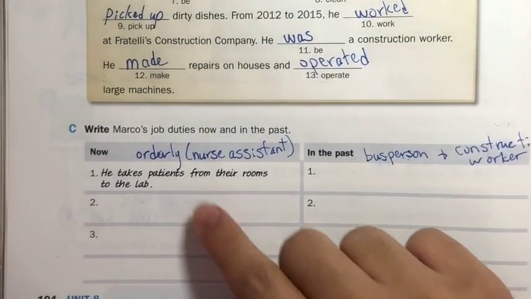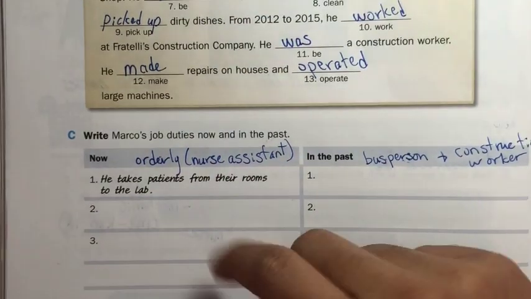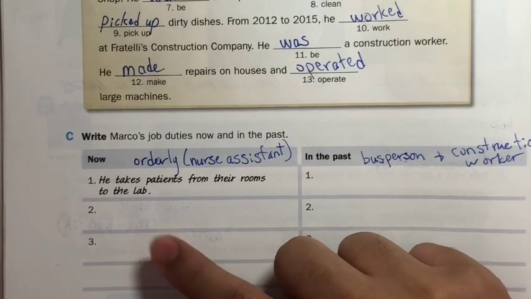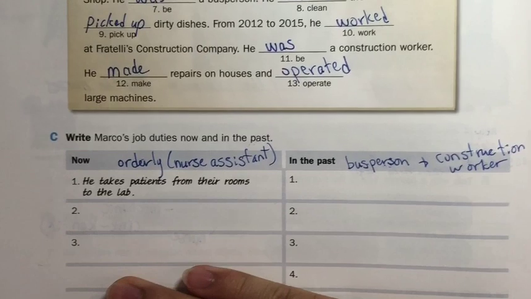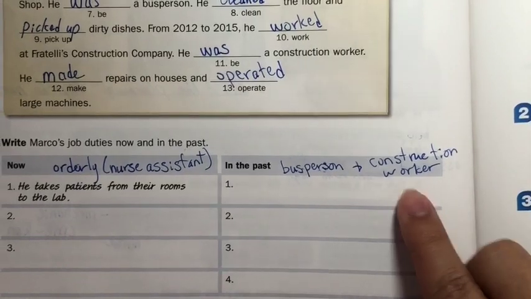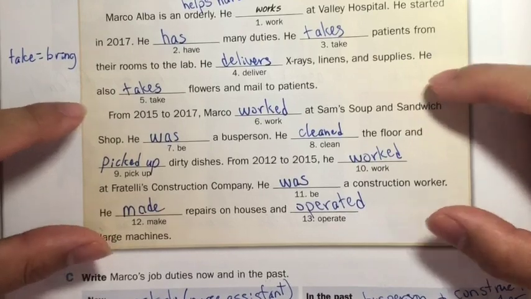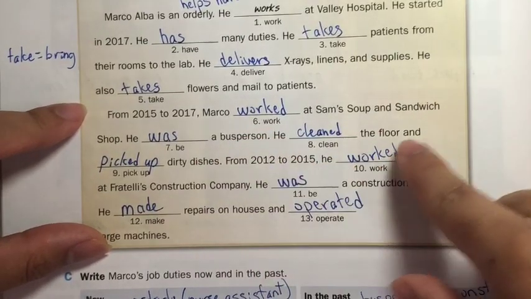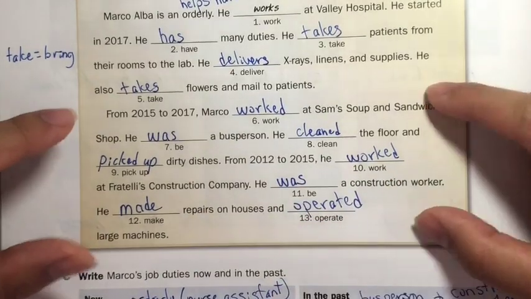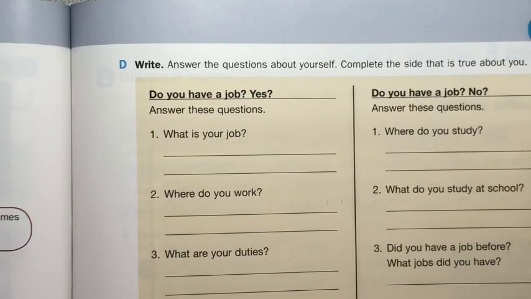Okay, so now let's list his duties, his job duties. So as a nursing assistant, he takes patients from their rooms to the lab. What else does he do? You can write them here. And then, in the past, as a bus person and a construction worker, what were his duties then? His duties are here. He cleaned the floor, picked up dirty dishes, made repairs on houses, and operated large machines. These are his duties in the past. All right, on to the next page.